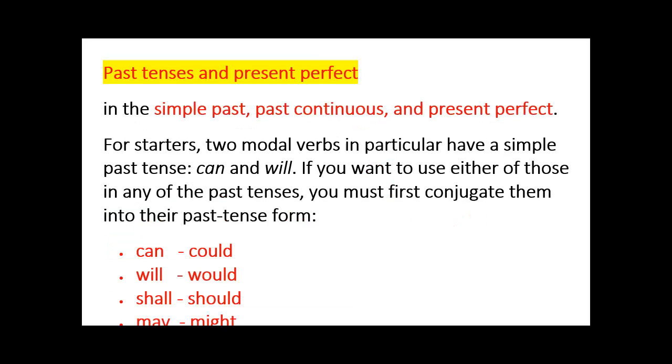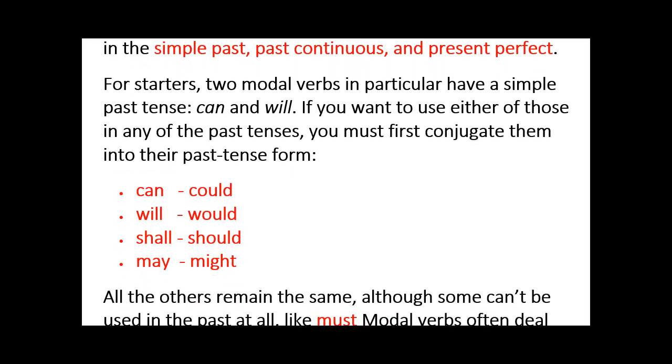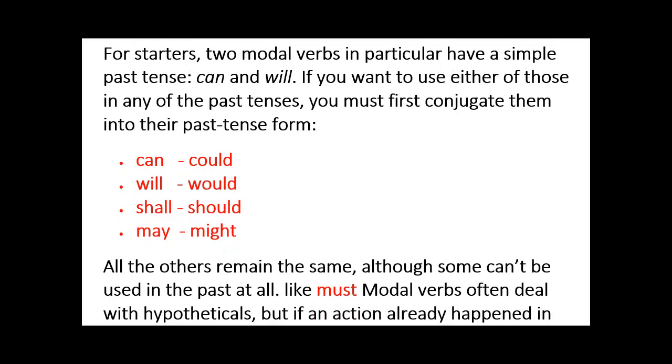For the past tenses, using the past simple and past continuous and the present perfect, okay. We know that the past of can is could, will is would, shall is should, may is might, but must, there's no past for must, okay. We don't have a past for must, so in the past we use had to, and we talked about that in a special video for must, okay.